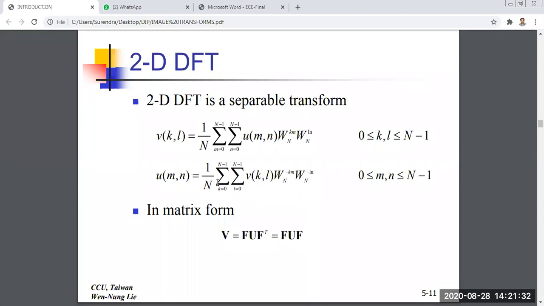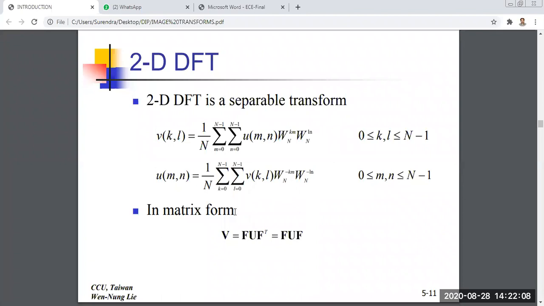And the reverse, the inverse transformation or reverse transform. In the reverse transformation you are getting your original time domain signal. So here V of k comma L is the frequency domain signal. U of m comma n is your time domain signal. It is given by 1 by n sigma k equal to 0 to n minus 1 and L equal to 0 to n minus 1, V of k comma L. Instead of u we are using v, but the coefficients are changed. Here positive values, but here the powers are negative values.